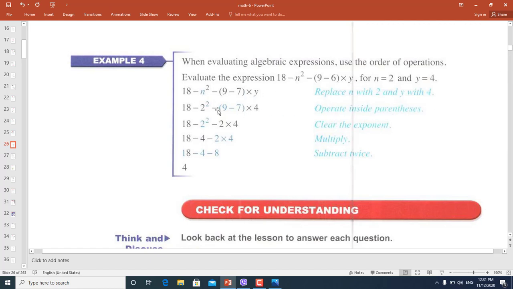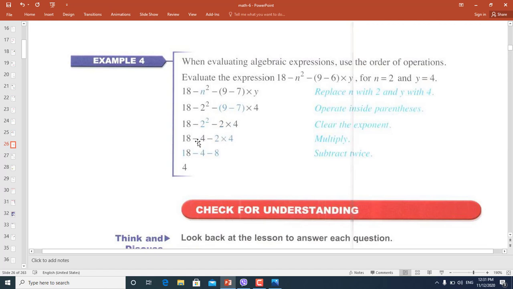After that, in this step we will solve the parentheses we have. 9 minus 7 we will solve, it is 2. And after that we have exponent: 2 to the second power, so it's 2 times 2, it's 4. And any number we have, we write again.